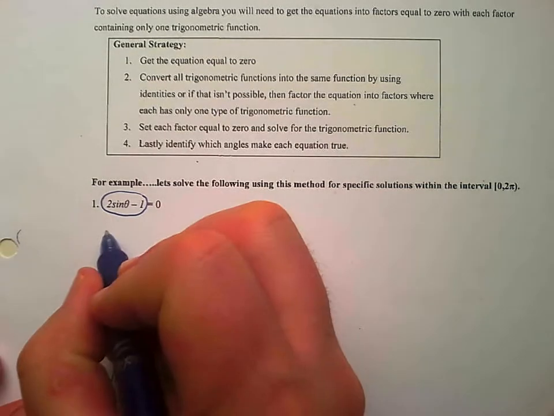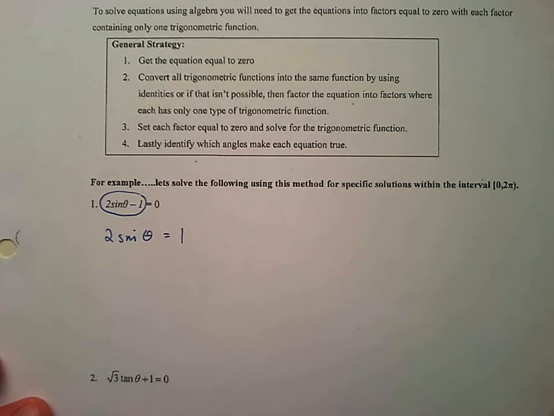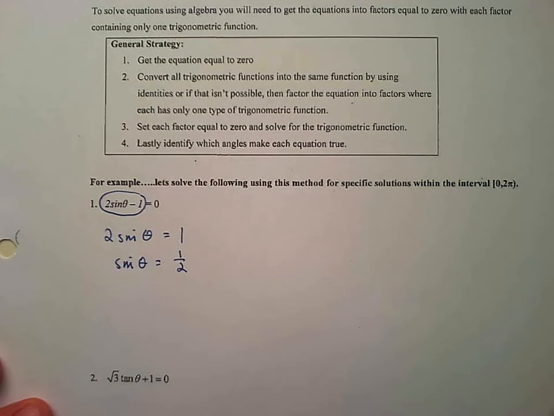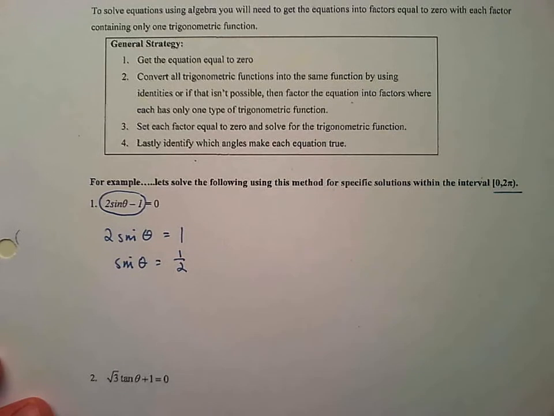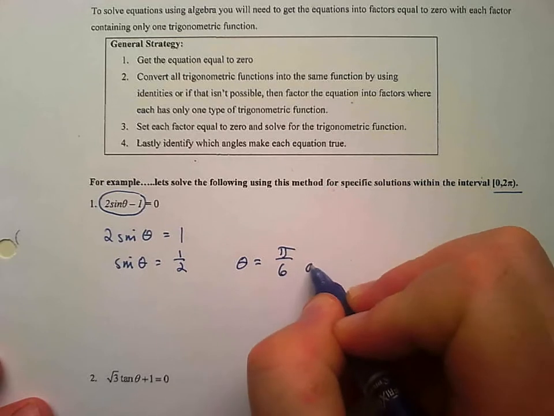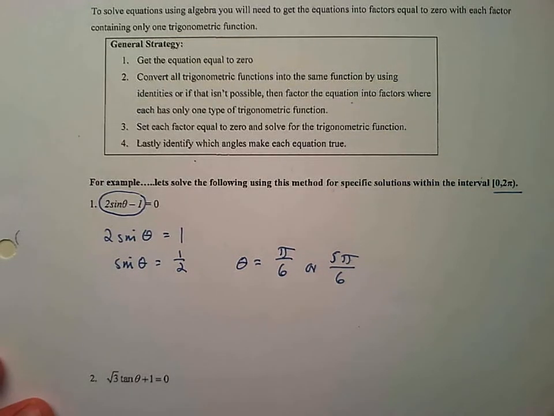Therefore, we can take 2 sine of theta and bring 1 over to the other side. Since we're solving for theta, we can divide both sides by 2. And now, using our unit circle, what does theta have to be in order for sine to be equal to 1/2? Well, especially if we're going to focus on from 0 to 2 pi, theta can be equal to pi over 6 or 5 pi over 6. And now we've solved for the angle that makes this equation true.